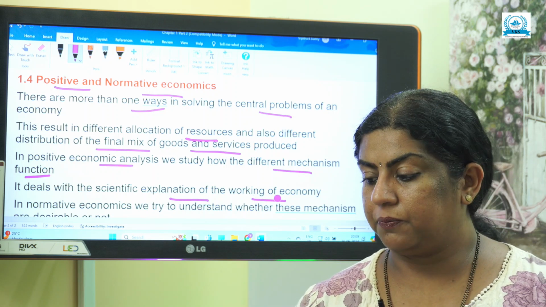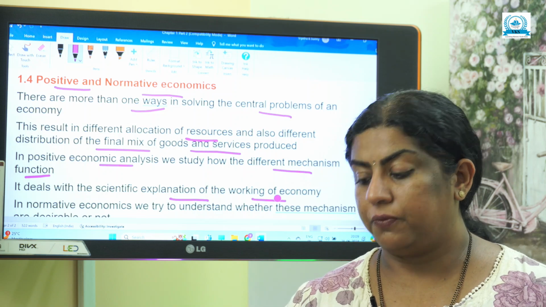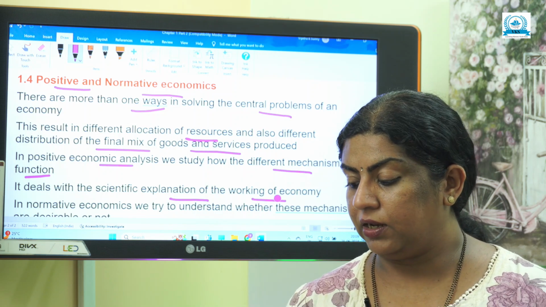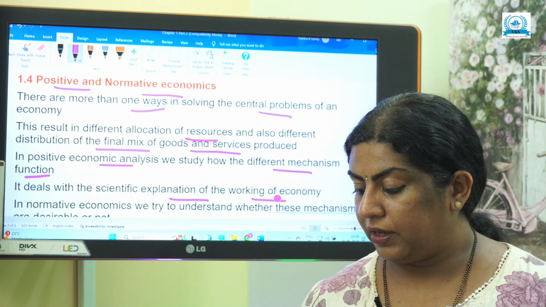So positive economics deals with the study of how different mechanisms function and with the scientific explanation of the working of an economy.